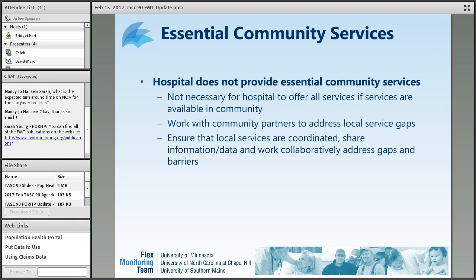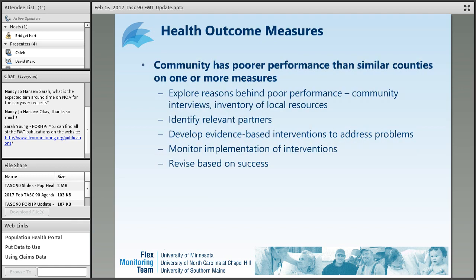So essential community services: we're not saying that a hospital in CAH has to provide every essential service, but it is helpful if they can work with local providers to figure out the best way to use scarce resources, offer some of those services that may not be available, but work as a whole and across community organizations and providers to address service gaps.